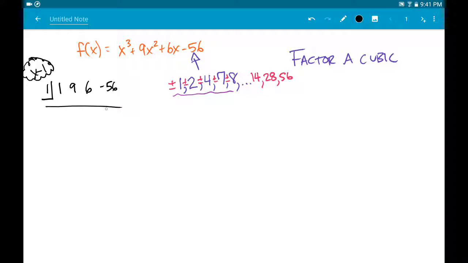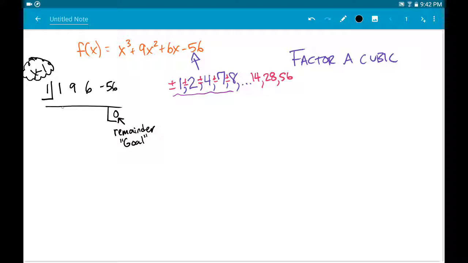Our goal is to get a 0 here, and that 0 would represent the remainder. And if you think about it, if you get a remainder of 0, that means that it would divide evenly, and something that divides evenly would be considered a factor. So this is kind of our goal down here.